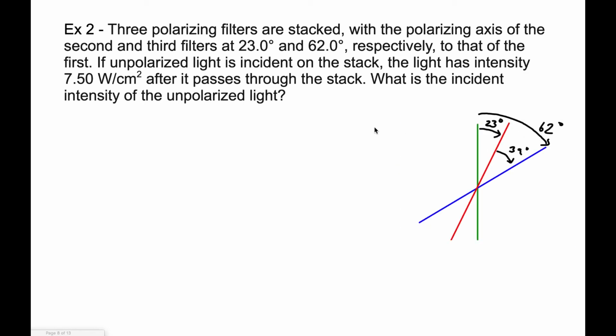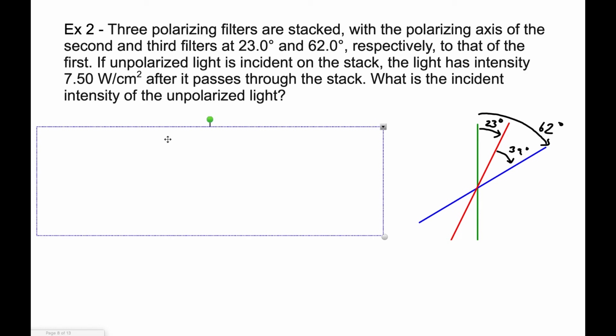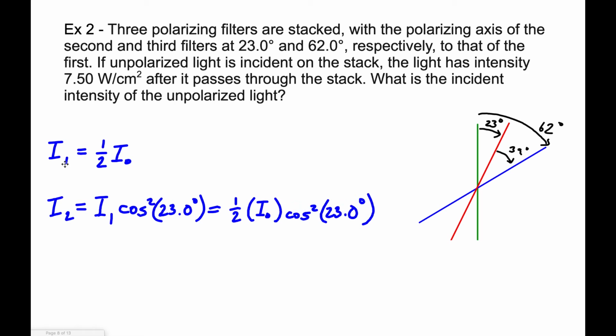First, we start with a quick diagram. We're given the orientation of the 3 filters, which means the angle between the first and the second is 23 degrees. The angle between the first and the third is 62 degrees. First off, we know that light as it passes through that first filter is just half of the intensity of the unpolarized light. Passing through the second filter, the intensity is I1 times cos squared of 23, because 23 is the angle between the first and second filter. Plugging these 2 equations in together, we get 1/2 of the original intensity times cos squared of 23.